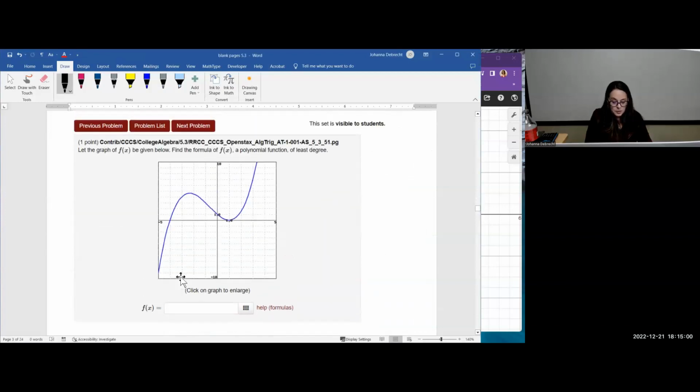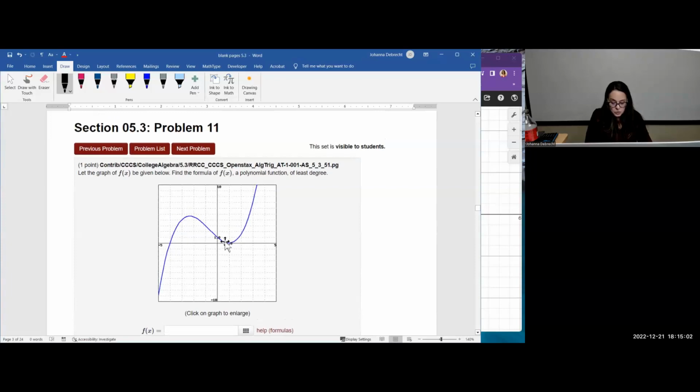In the next problem, you can see that we've got 2 turning points. So it's got to be at least degree 3, and it could be degree 5 or degree 7. And the leading coefficient's got to be positive. I don't know what it is, but it will be determined by the y-intercept. So what are my x-intercepts?